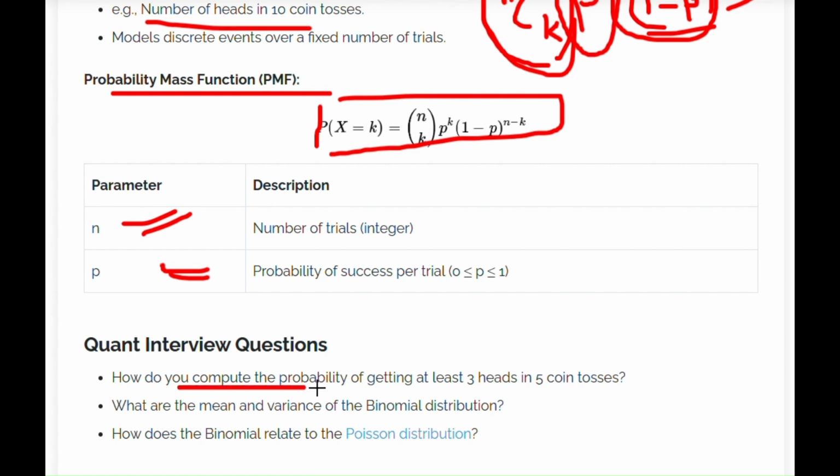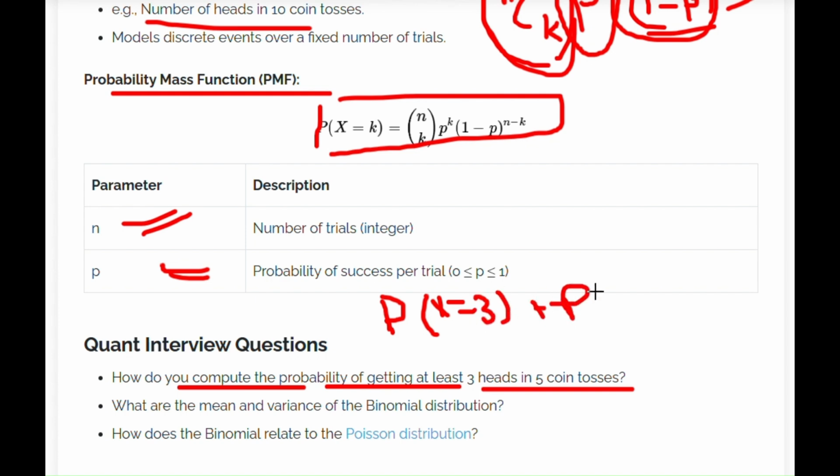Some common questions: how do you compute the probability of getting at least 3 heads in 5 coin tosses? So we have to calculate the probability that x is equal to 3 plus the probability that x is equal to 4 plus the probability that x is equal to 5. Add it up and we get the answer. We can also do it the other way, that is, calculate the ones less than 3 and in the end do 1 minus that number, which we get.